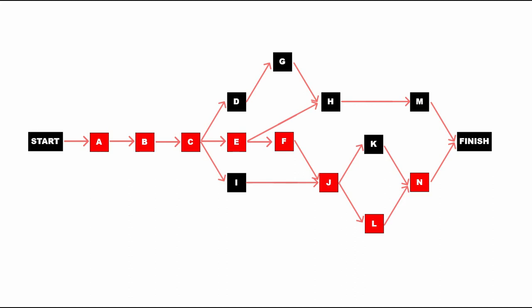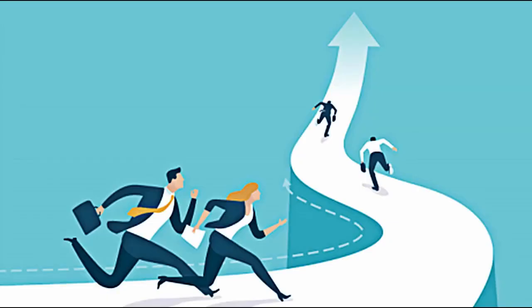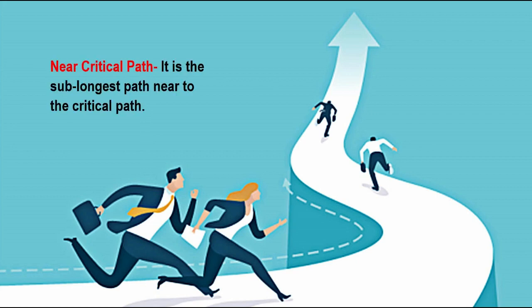Moving on, we'll look at another important definition related to the critical path, which is called the near critical path. It is important because if any of these activities gets delayed, this path can also become the critical path. So tracking the subcritical path is also very important in line with tracking the critical path of a project. Remember this definition because later on, we will show you the near critical path in the project of Gyrex Construction Corporation Limited.